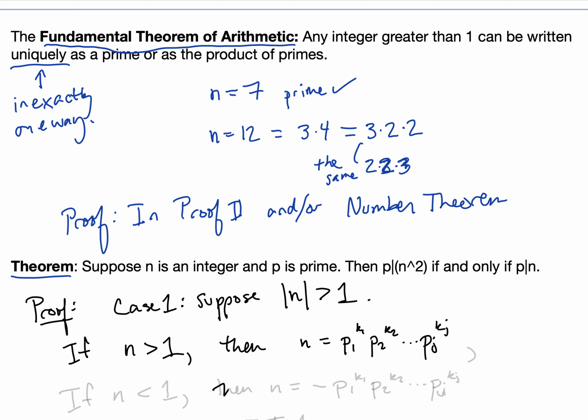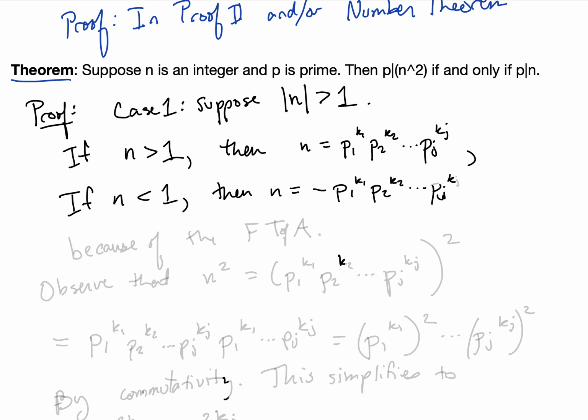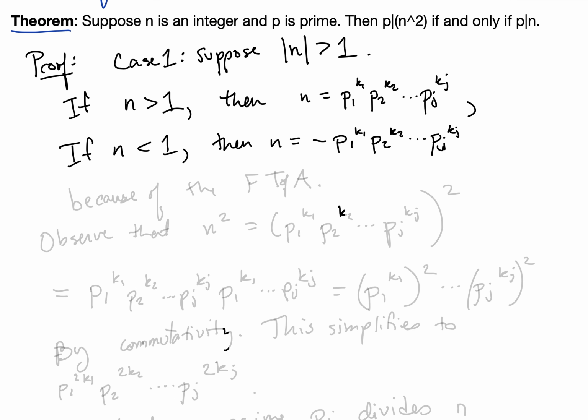And if n is less than negative 1, then n would be equal to the negative of some product of primes, p1 to the k1, p2 to the k2 times ... pj to the kj. And these both hold because of the fundamental theorem of arithmetic. So they both hold by the fundamental theorem of arithmetic above that any integer greater than 1 is a product of primes.